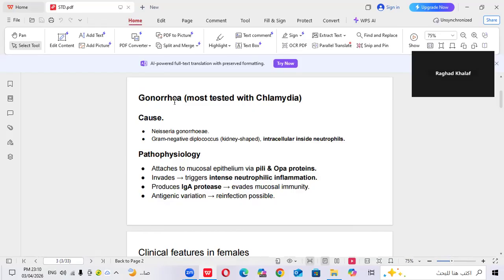Starting with gonorrhea, it is most tested with chlamydia, which means it coexists with chlamydia at the very same time. The exact cause of this infection is the Neisseria gonorrhoeae microorganism, and it's considered a gram-negative diplococci. It is an intracellular pathogen, which means that it resides inside neutrophils.